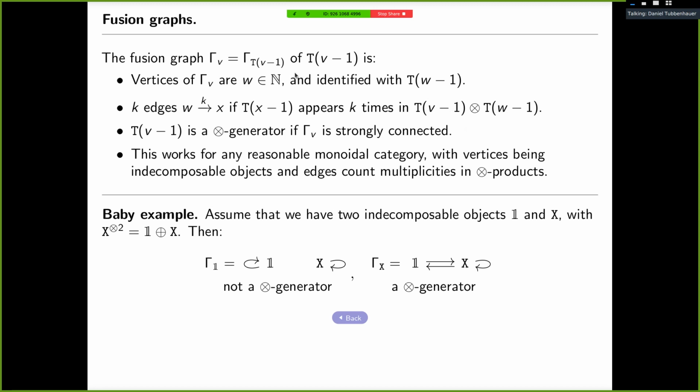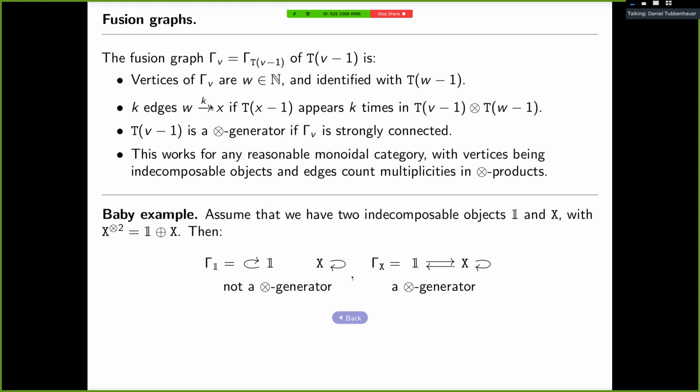So let me say it again, because I kind of screwed it up. You fix one tilting module and you ask for its fusion graph. It's basically how it acts on the Grothendieck ring, right? You tensor everything with the corresponding tilting module, or indecomposable, in this case T(v minus 1), and you look at what kind of summands appear, and you draw edges according to the summands.